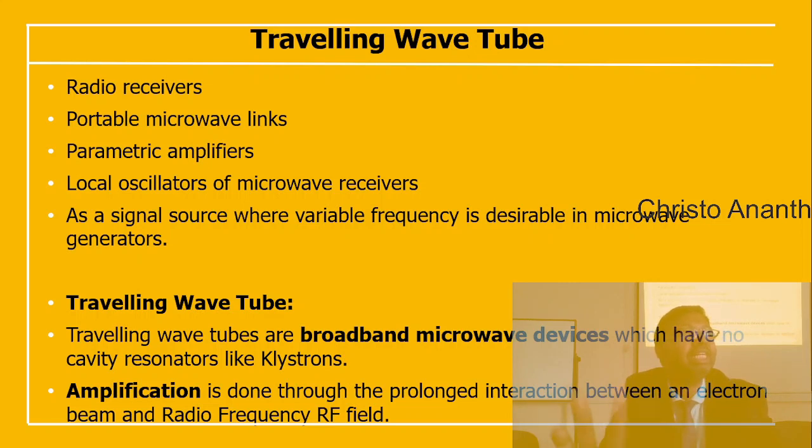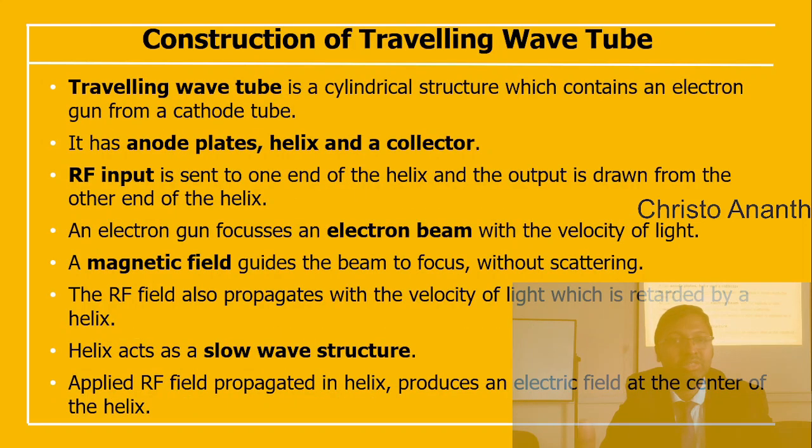Then we have the TWT, traveling wave tube. The traveling wave tube is considered a broadband microwave device that has no cavity resonators like the klystron. Amplification is done by prolonged interaction between the electron beam and the RF field, the radio frequency field. The traveling wave tube is a cylindrical structure.